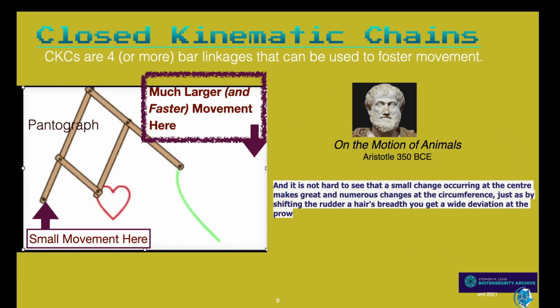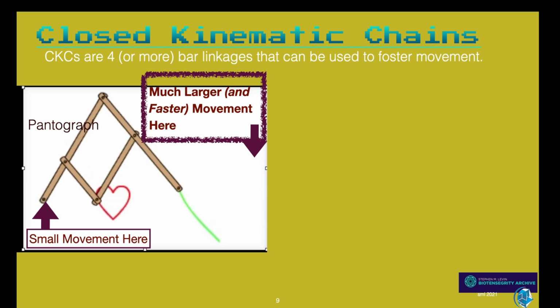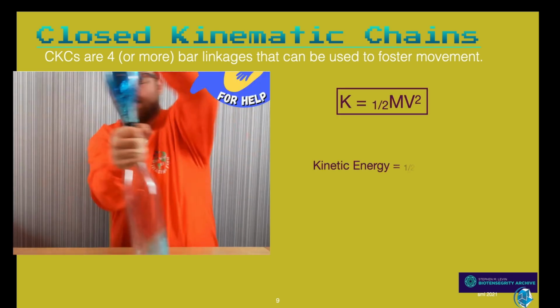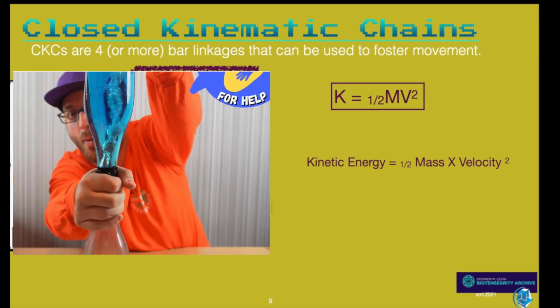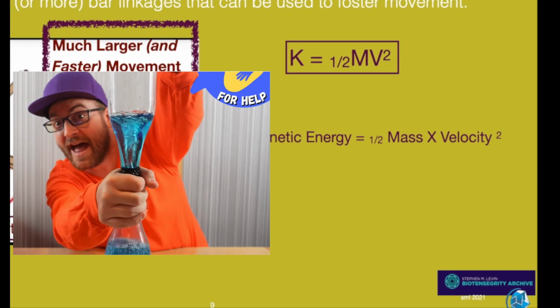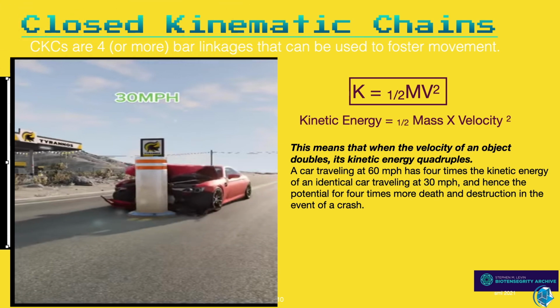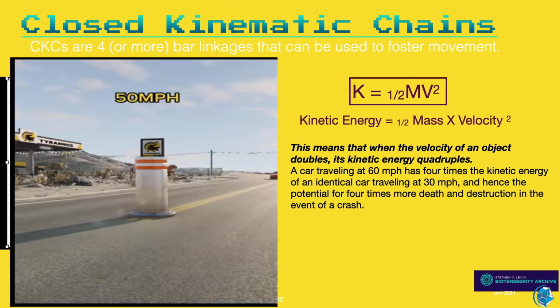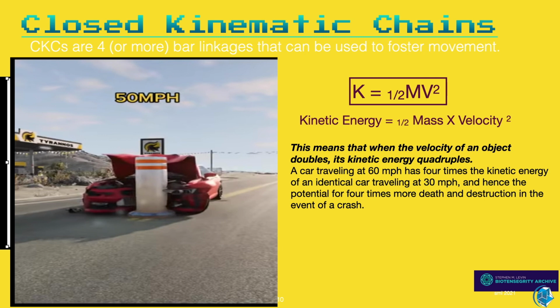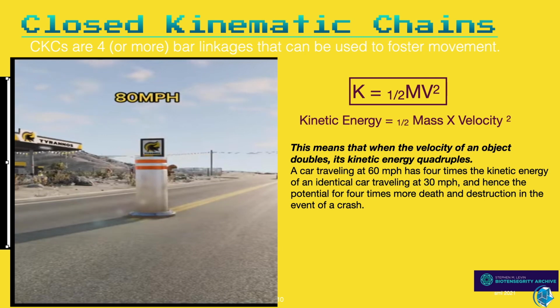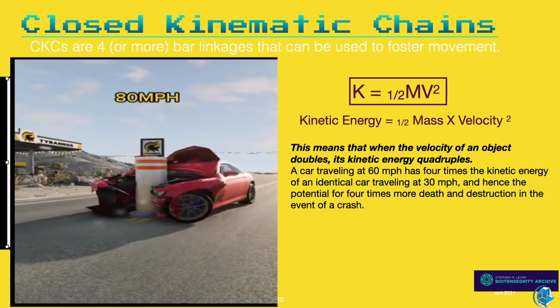The speeding up also has consequences. Kinetic energy, the energy that moves us, is 1/2 mass times velocity squared. And to give you some perspective on this, when the velocity of an object doubles, its kinetic energy quadruples. An automobile traveling at 60 miles an hour has 4 times the impact of an automobile going 30 miles an hour.